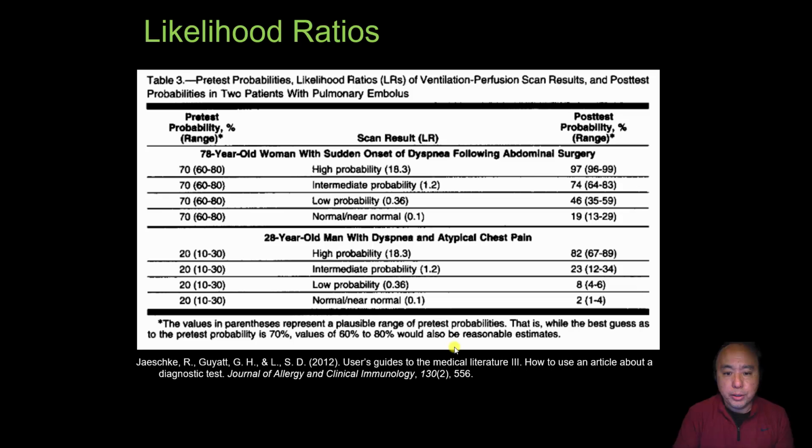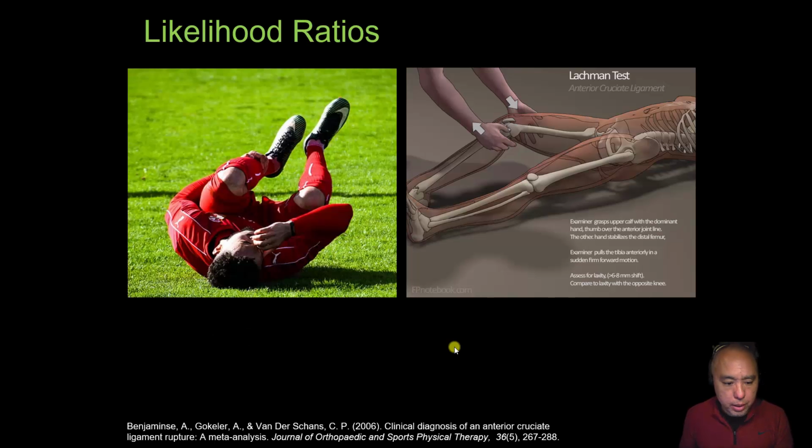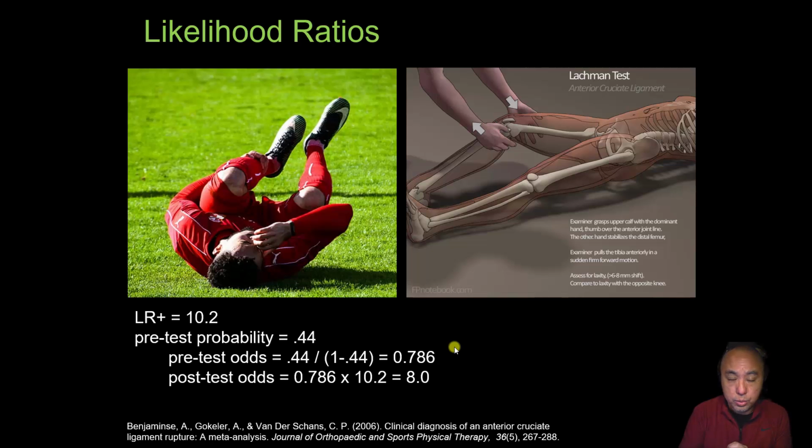I'll give you an example here. This is from an article that looked at 3 clinical diagnostic tests for not just ACL injuries, just knee injuries in general. So it would be anterior drawer, pivot shift, and the Lachman's test. And what they found for the Lachman's test was that it had a positive likelihood ratio of 10.2.